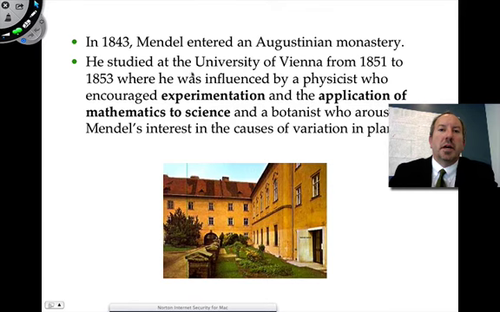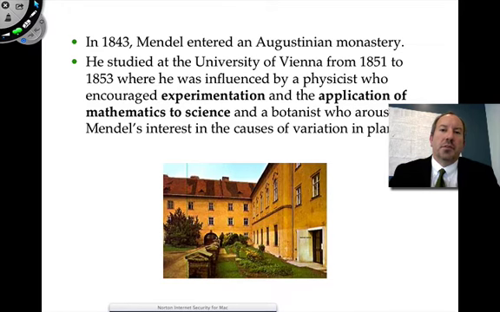As it turns out, he studied at the University of Vienna. One of the things I want to emphasize about when he was in college is that he was taught by a physicist who encouraged an experimental approach to solving problems, sort of the scientific method. In other words, you have observations, you have a hypothesis, you follow it up. It's deductive reasoning, and you test and see what's happening and come up with conclusions. He was also influenced in a way that made him want to apply mathematics to science.